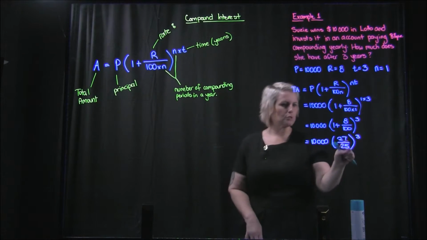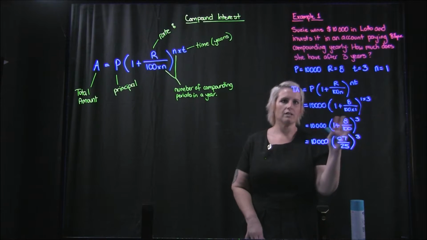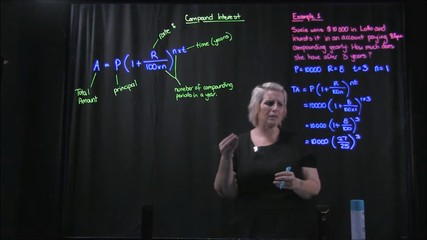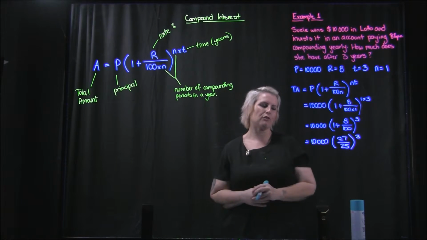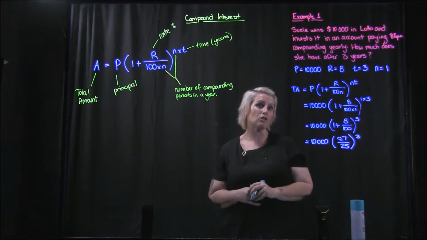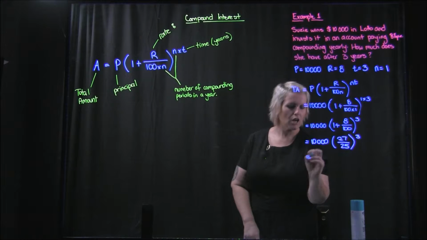Okay, so then what you want to do is put this fraction to the power of 3. So 27 over 25 to the power of 3, or 27 divided by 25 equals, and then put that answer to the power of 3. But it is much better to actually use your fraction button so that you can get a more exact answer.